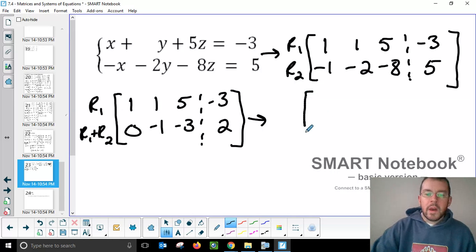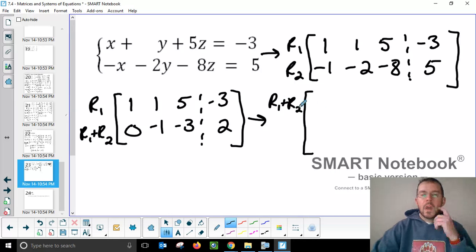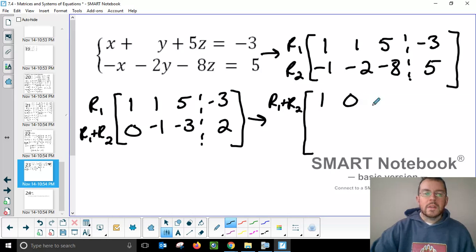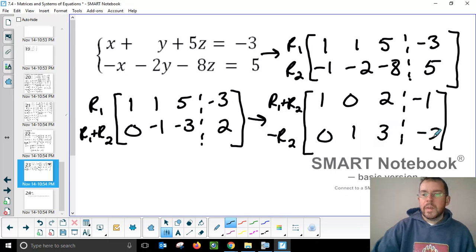Next time through, I want to fix my second column. So I want this to be a 0, and I want this to be a 1. All right. Well, first I can just say row 1 plus row 2. All right. And when I do that, I will get 1, 0, 2, -1. All right, and I want this to be a 1, so I can really just take the opposite of that row. So I will get 0, 1, 3, -2.